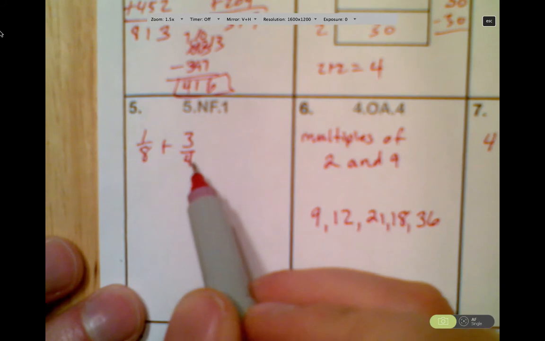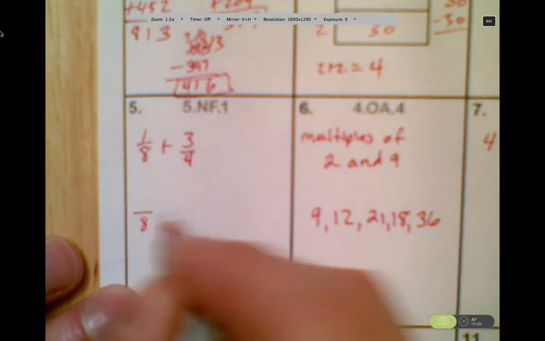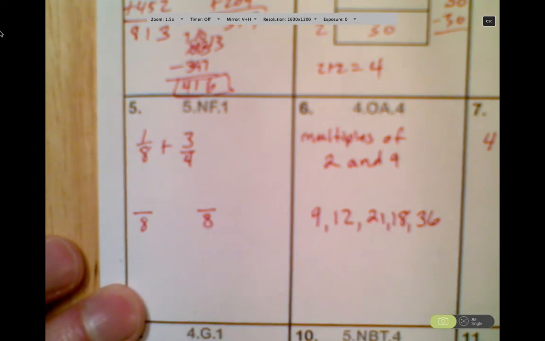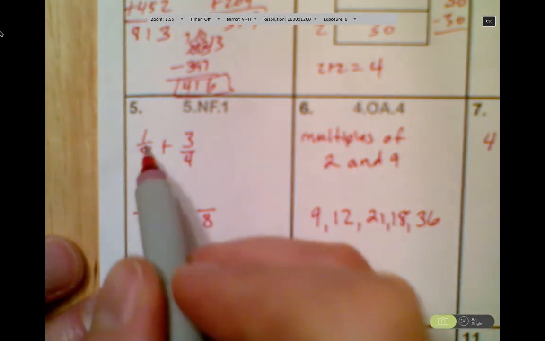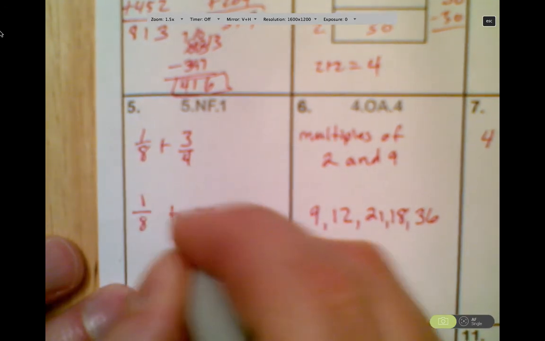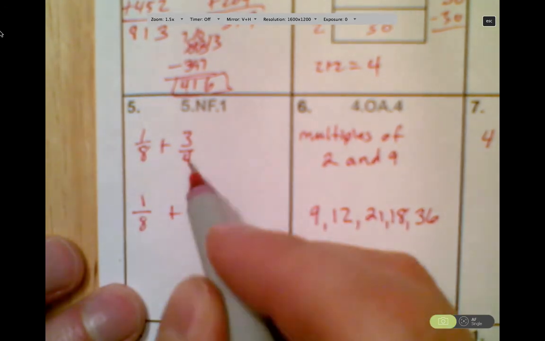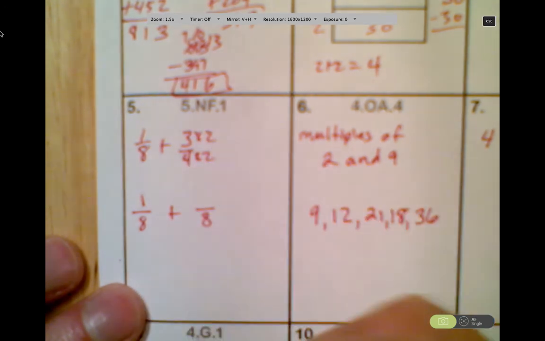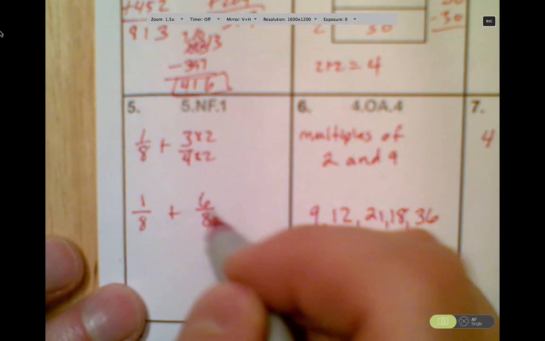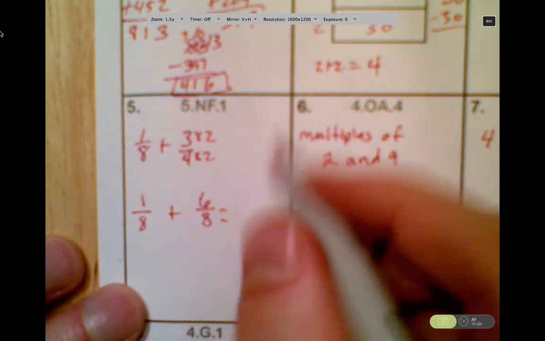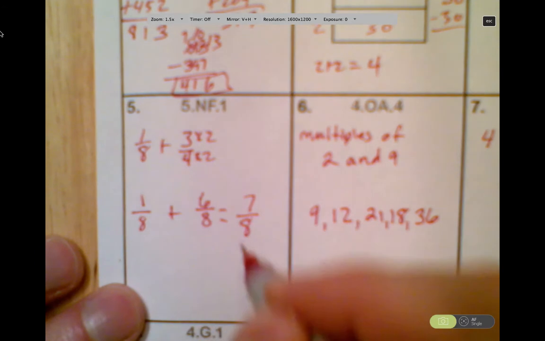Or, I know 4 goes into 8, so I know that 8 is a multiple of 4, and obviously 8 is a multiple of itself. So I'm going to use 8 as a common denominator. This denominator did not change, therefore I'm not changing the numerator. This denominator went 4 times 2 to get that. Therefore I got to multiply top times 2. 3 times 2 is 6. I have a common denominator. I can add those 2 together now. 6 plus 1 is 7. 8.